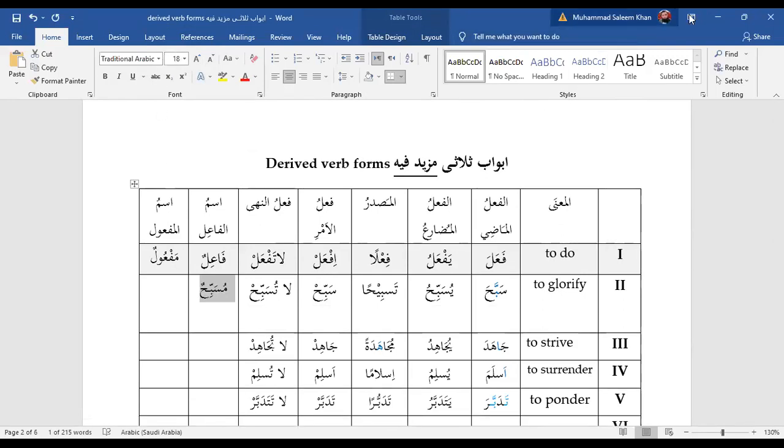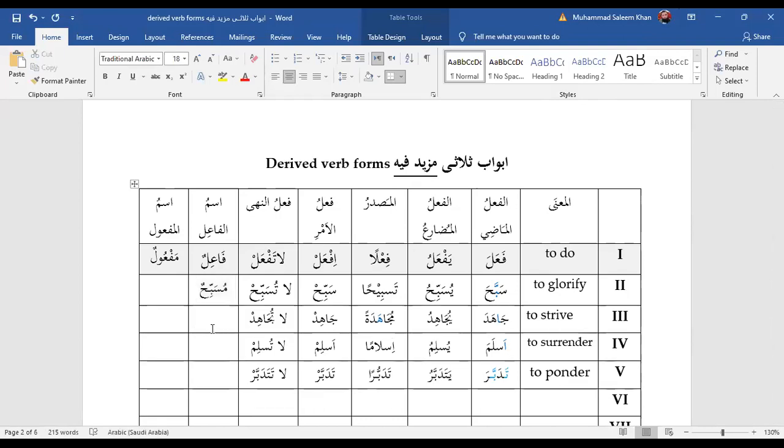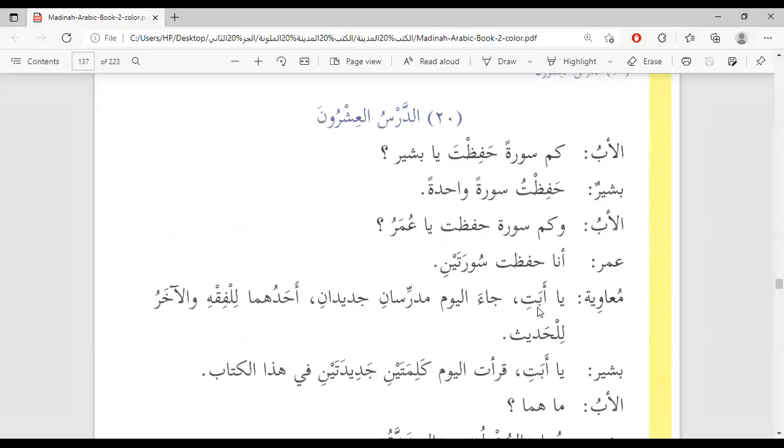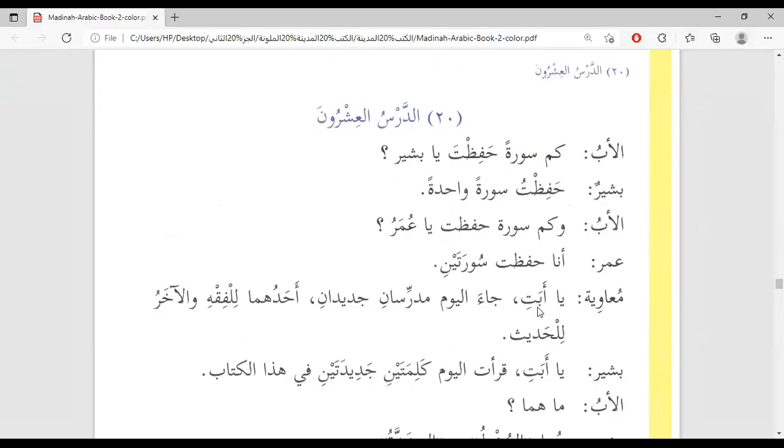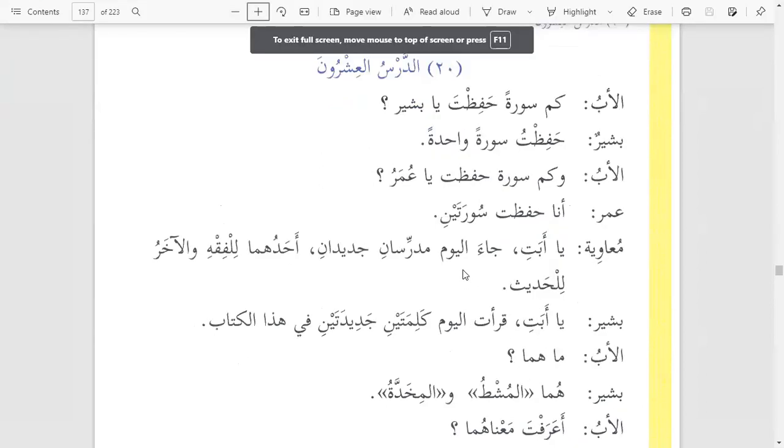Okay, now we move on to the book. So we completed lesson number, which lesson did we complete? 20? Do you remember? I was absent, sir. Okay. We were doing lesson number 20. I think we did the text, didn't we? Yes, we did the text, and we have to move on to the exercises.